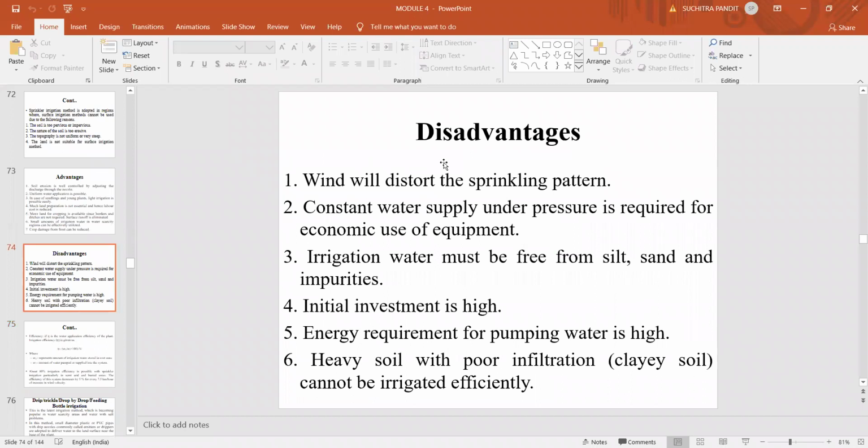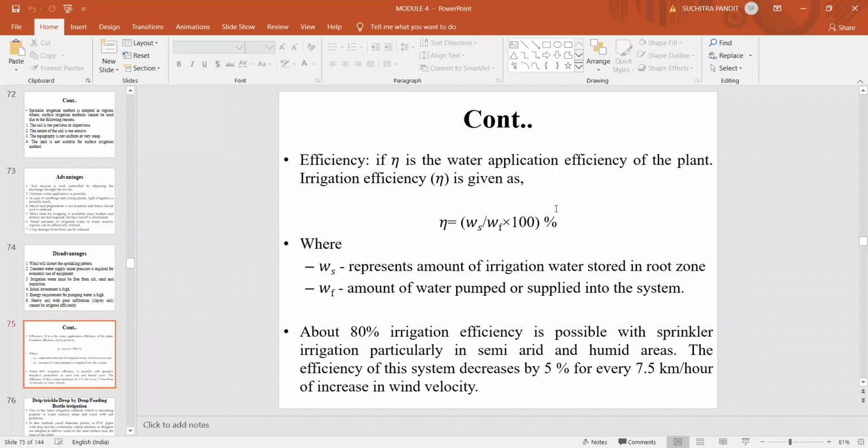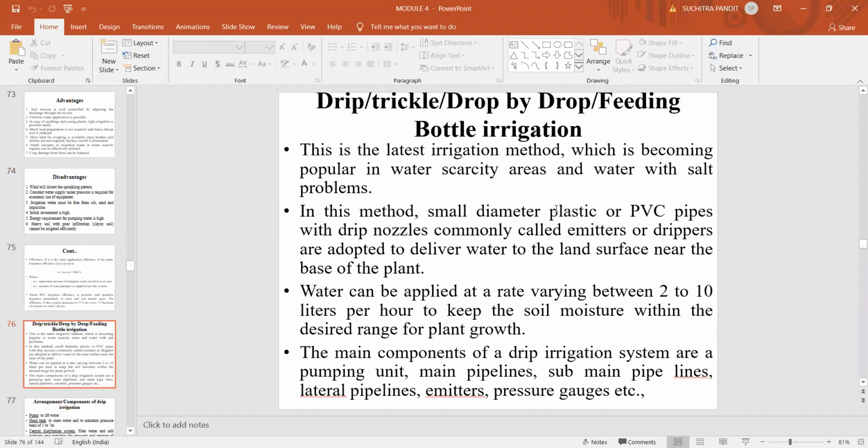The disadvantages of the sprinkler irrigation method are: the wind will distort the sprinkling pattern, and constant water supply under pressure is required for economic use of the equipment. Irrigation water must be free from silt, sand and impurities. The initial investment cost is very high, and the energy requirement for pumping water is high because it is power dependent. Heavy soils with poor infiltration cannot be irrigated efficiently with the sprinkler irrigation method. These are some of the disadvantages of the sprinkler irrigation method.